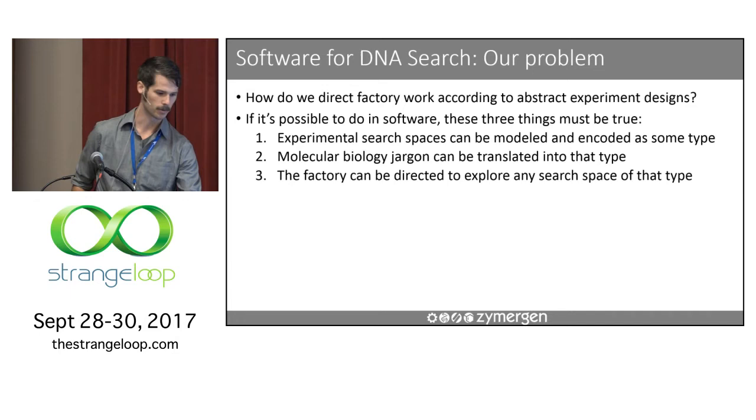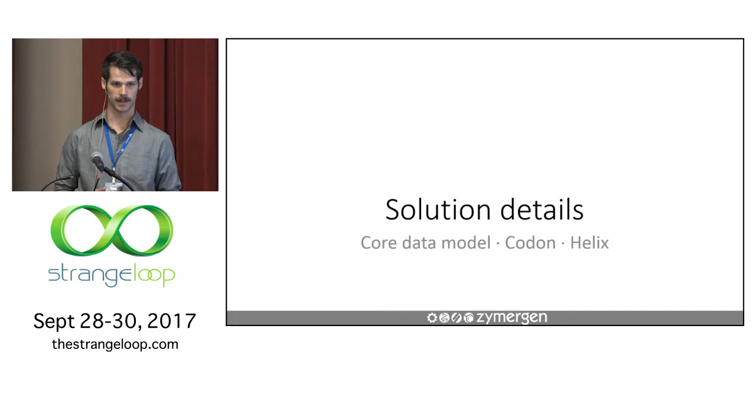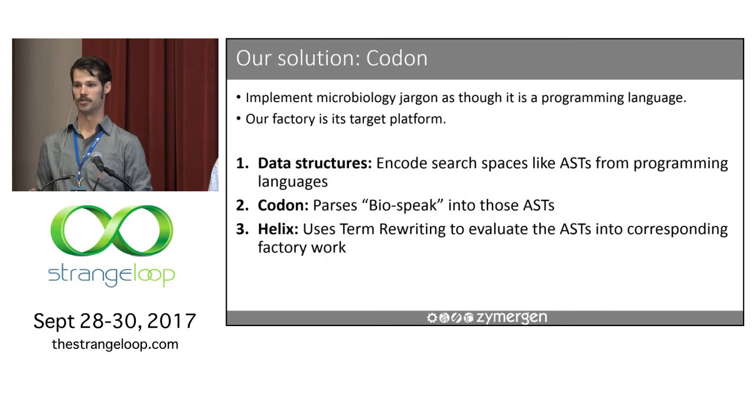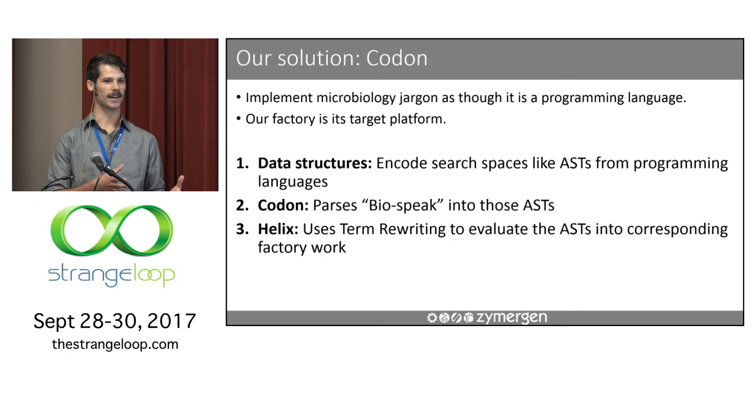So for this problem in three parts, we have a solution in three parts, made up of a core data model, a tool we call Codon, and a tool we call Helix. They come together under a common approach of thinking of this microbiology jargon that scientists use to communicate to each other as if it is a programming language. And that programming language's target platform is our factory. In much the same way that the programming languages you're accustomed to turn your abstract ideas for computations into instructions for a CPU, we can do the same thing by turning these microbiology terms into instructions for the factory.